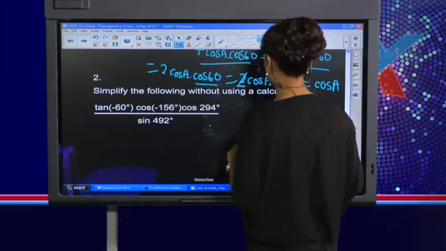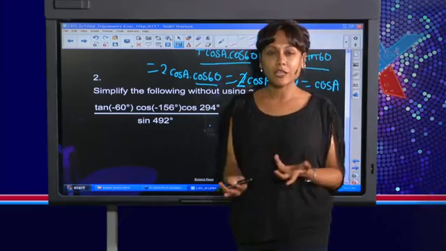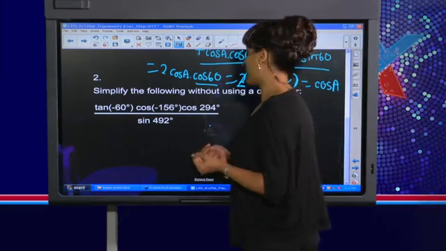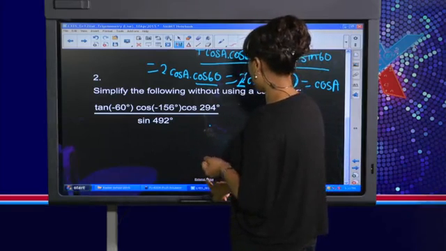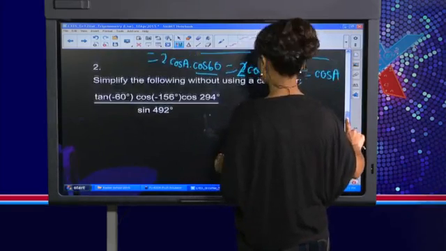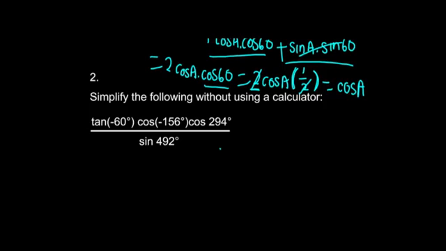Yes, let's do that. Okay, guys, so let's carry on to our next example, just using a bit of reduction formula here and some double angles as well, potentially. Let's have a look at this. So we've got this expression we've got to simplify without using a calculator. They say tan of negative 60 times cos negative 156 times cos 294, all divided by sine 492.